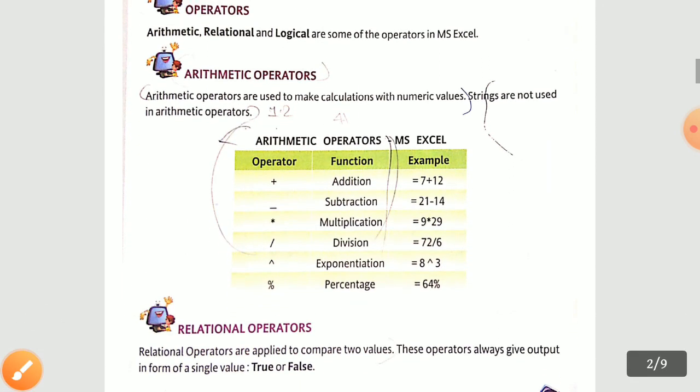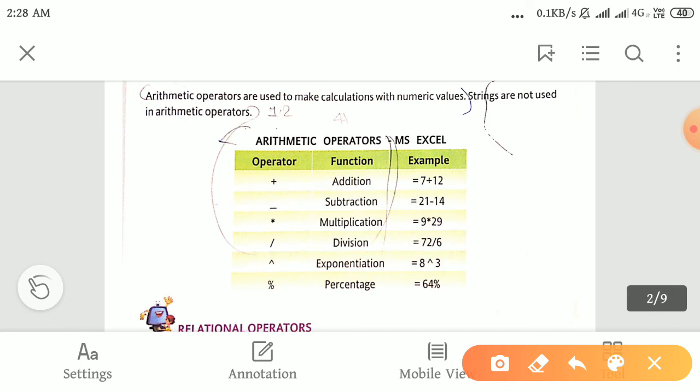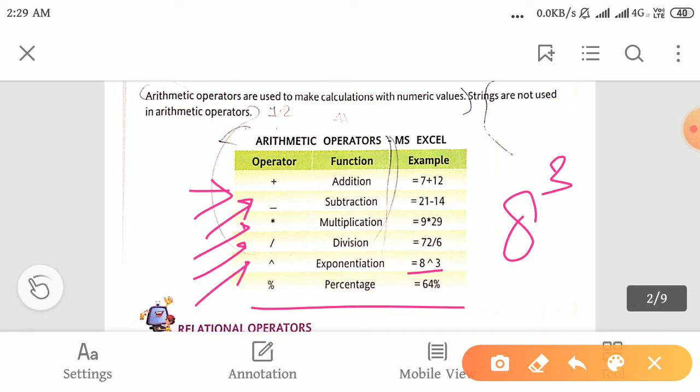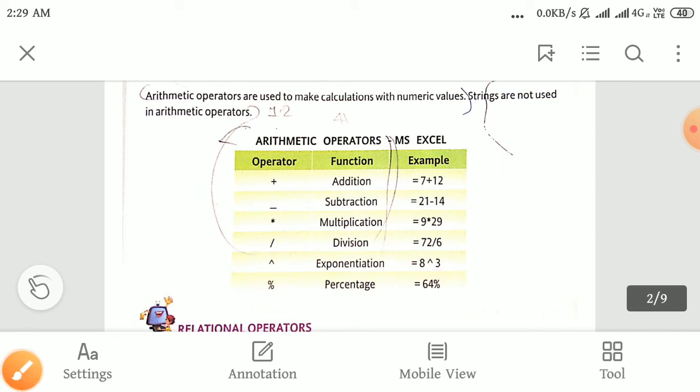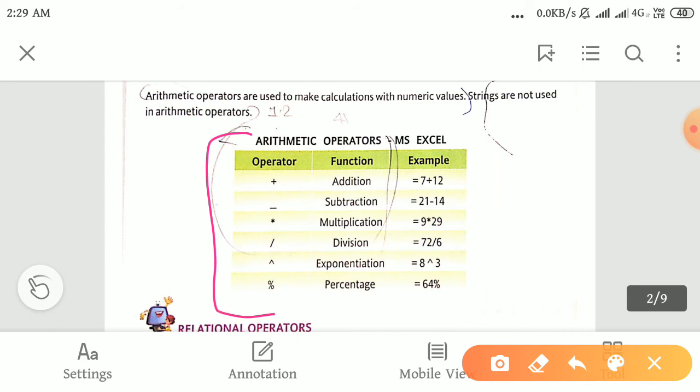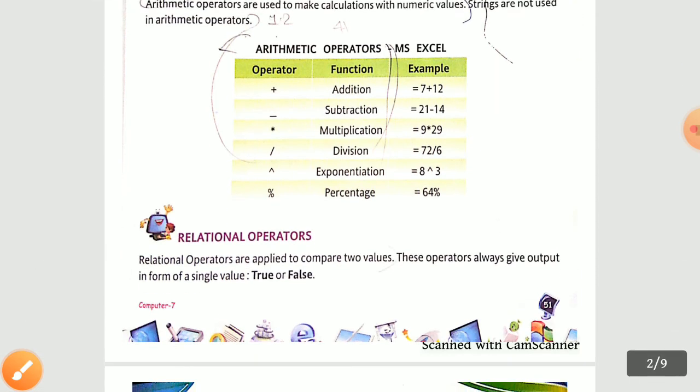Now, see over here. As I've told you, arithmetic operators are what? We are working on numeric values for these arithmetic operators, right? The mathematical calculation is being done using these operators. So see, plus we are having to add two numbers. Subtraction we are having to do subtraction. Multiplication, division, exponent means power. See, 8 exponent 3 means 8 to the power 3 we are having. Percentage also, right? So all these arithmetic operators you can use in MS Excel and you can get the exact result.